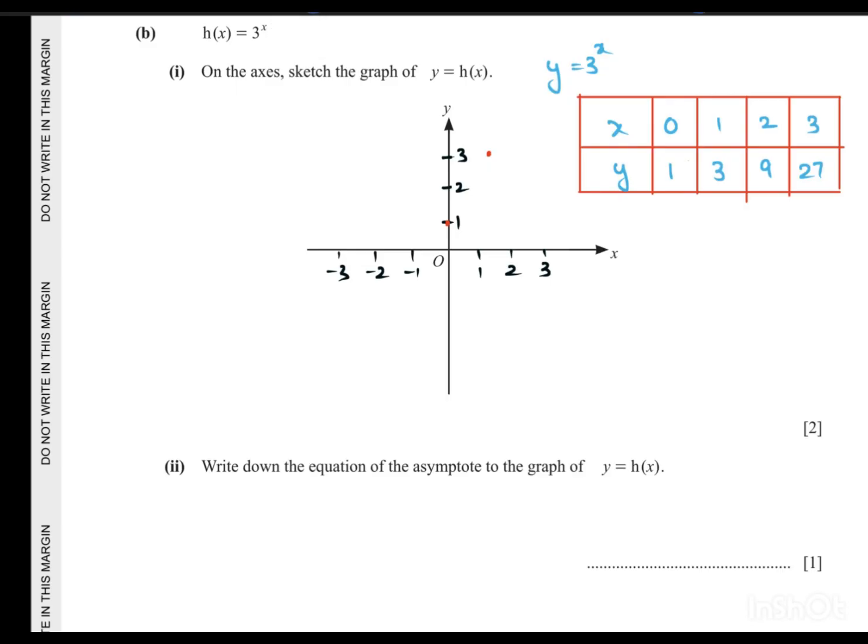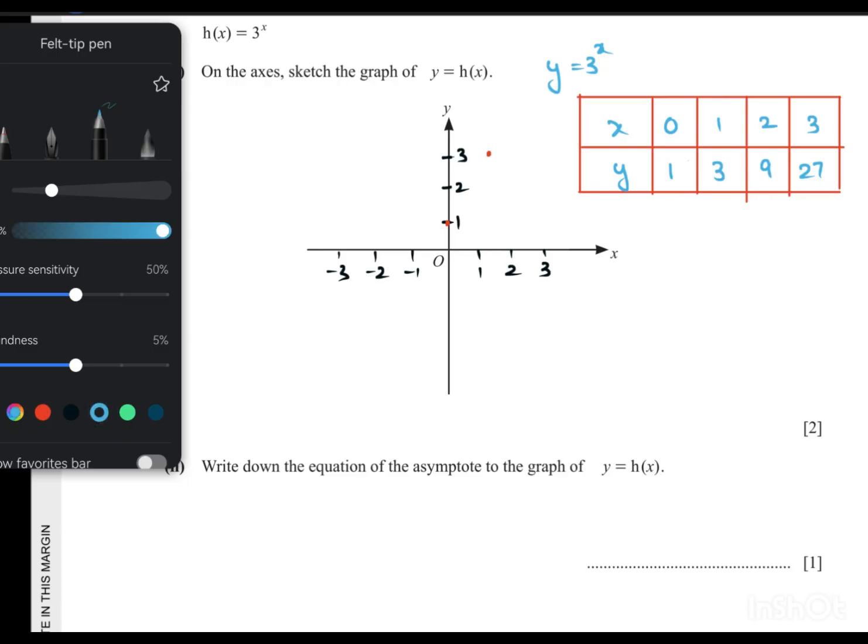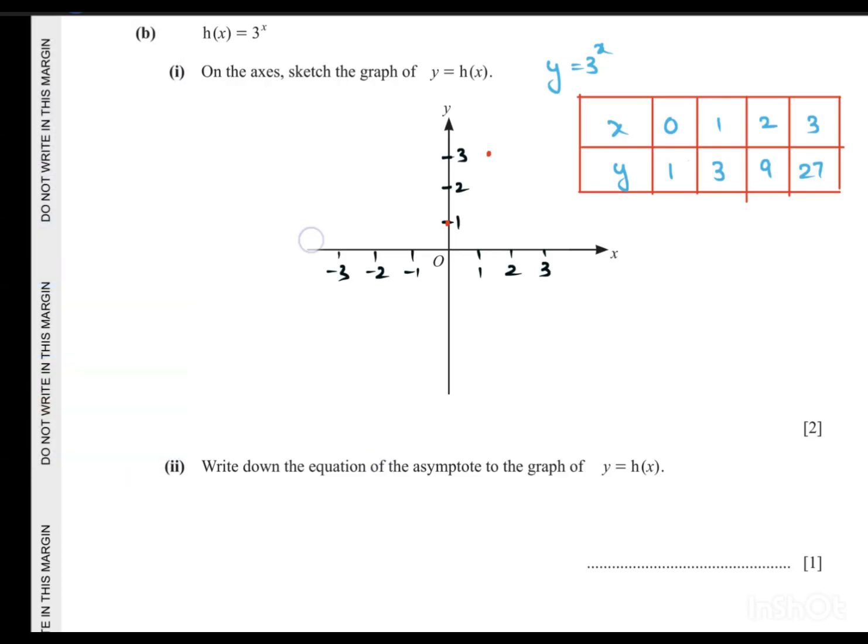In the exponential function, it should be a curve. So let me draw a curve. It goes very near to the x-axis but never touches it. Something like this. So this is the graph.